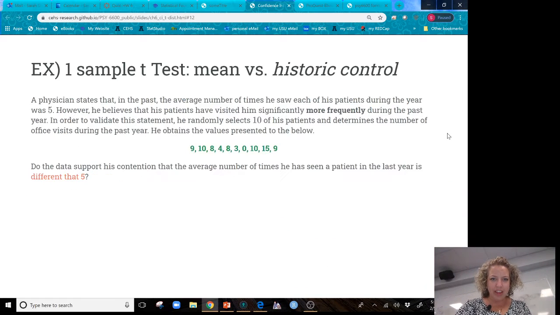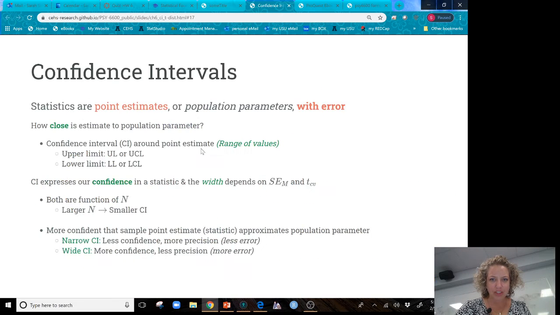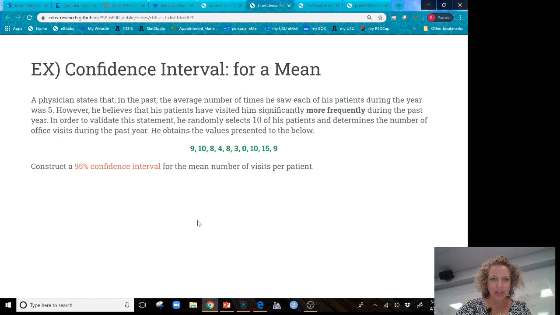Oh, and what did it say in the past? What's the average? A 5. Our hypothesized value is 5. Okay. So here's the physician who thinks that his patients in the past have visited 5 times a year. I don't know if these are diabetics or a certain kind of patient, because do you guys go to the doctor 5 times a year? I don't. But anyway, so here's our random selection.